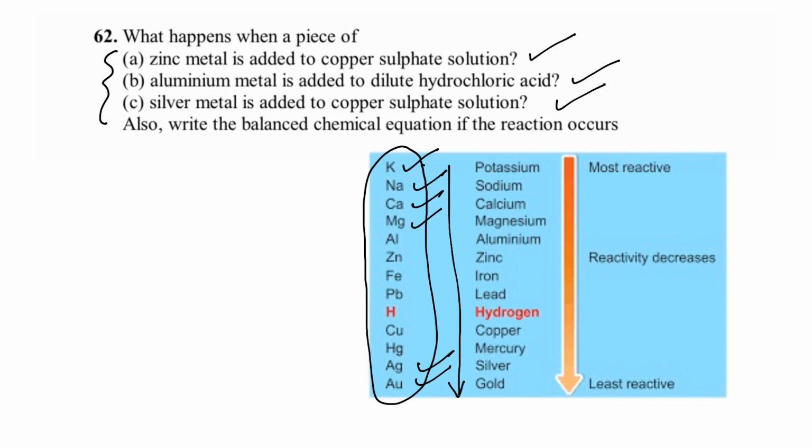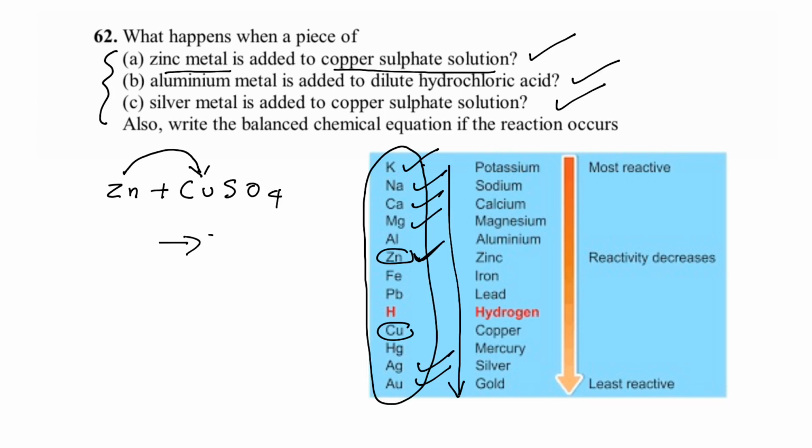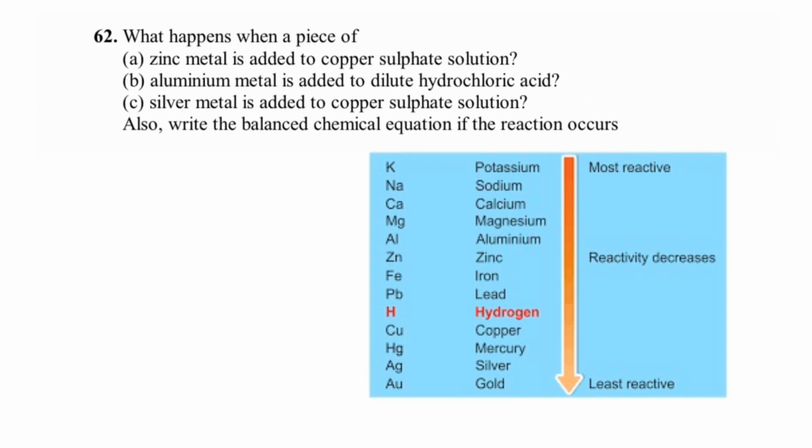We can check. First one, zinc. Zinc metal is added to copper sulphate solution. So this is the reaction, right? Now check which is more reactive, zinc or copper. See, the one on top will be more reactive, so zinc. So definitely a highly reactive metal can displace a low reactive metal from its compound. So you will be getting an answer like this. Got it, right?